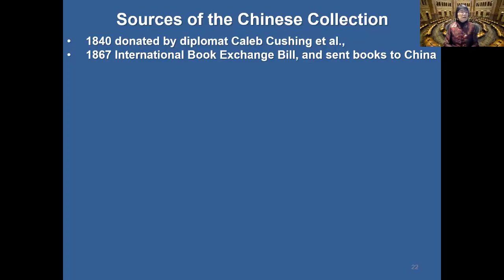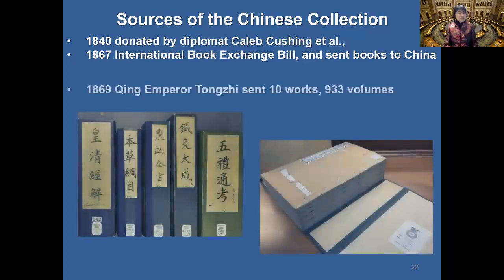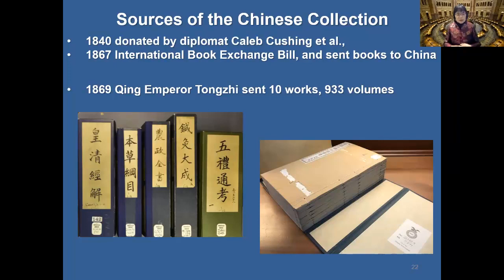And then in 1867, the Congress passed a bill called the International Book Exchange Bill, and they started to exchange with other countries. So they sent some books to China. As a gesture, one of the Qing Dynasty emperors, this is several hundred years later than that encyclopedia, a different emperor, said, okay, you gave us some books, and let me give you some books. So he selected 10 works, 900 some volumes.